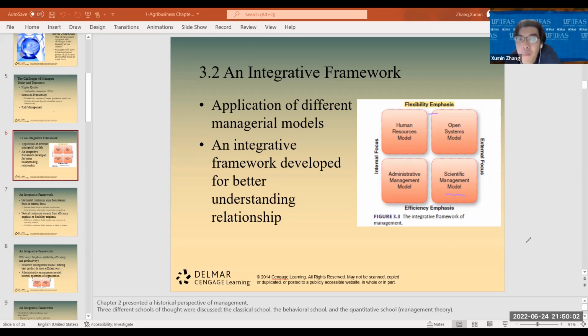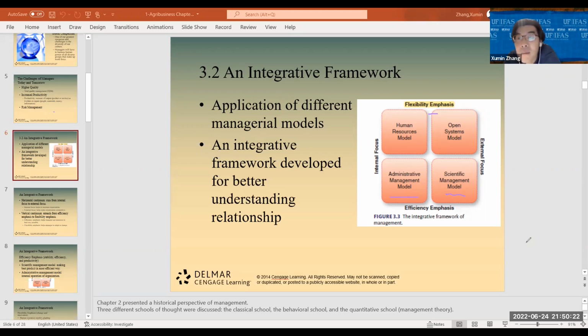scientific management model. We focus on the process. We improve the process, train the employee, increase their productivity. And then we have the so-called administrative management. This belongs to the classical, right? The classical school. Remember that?